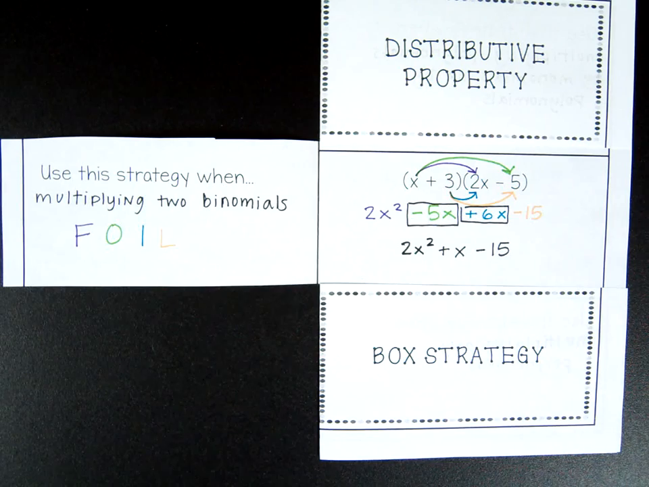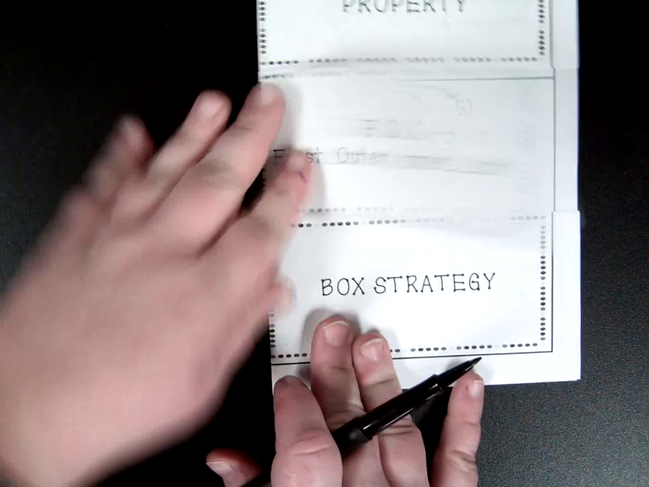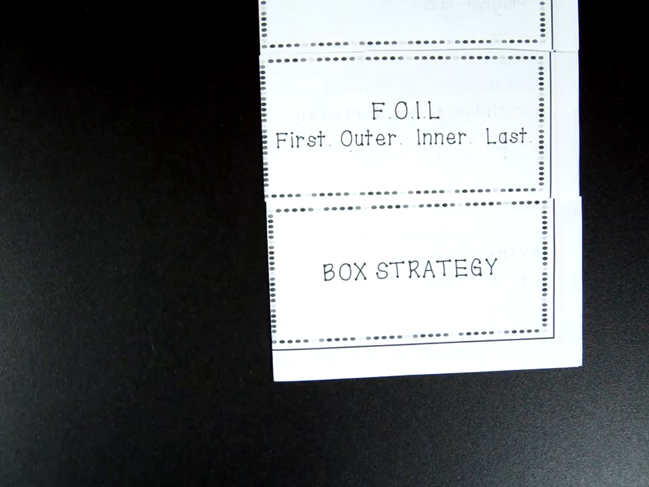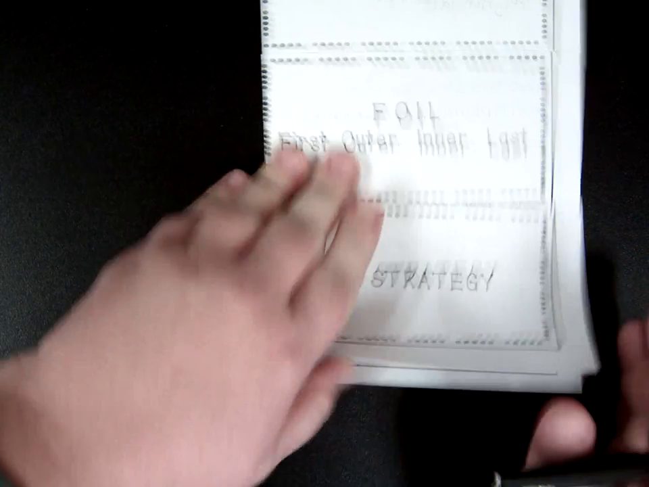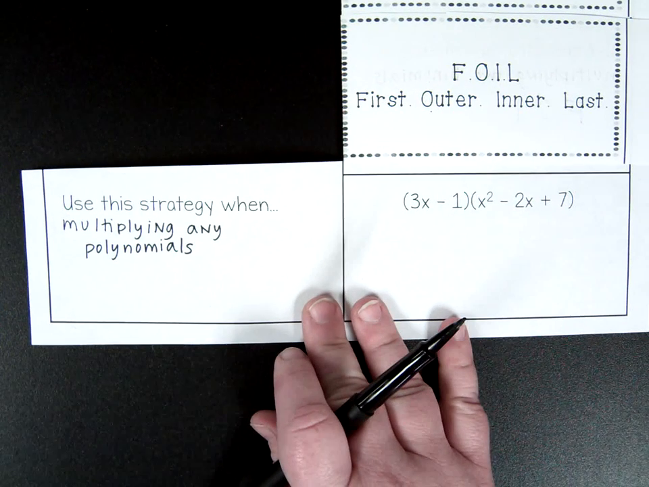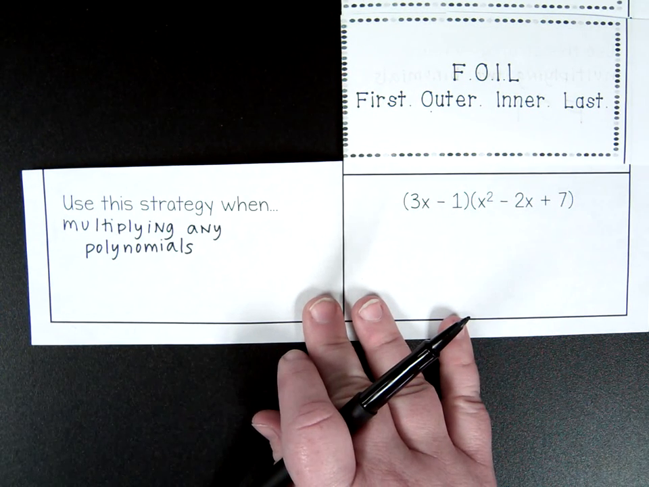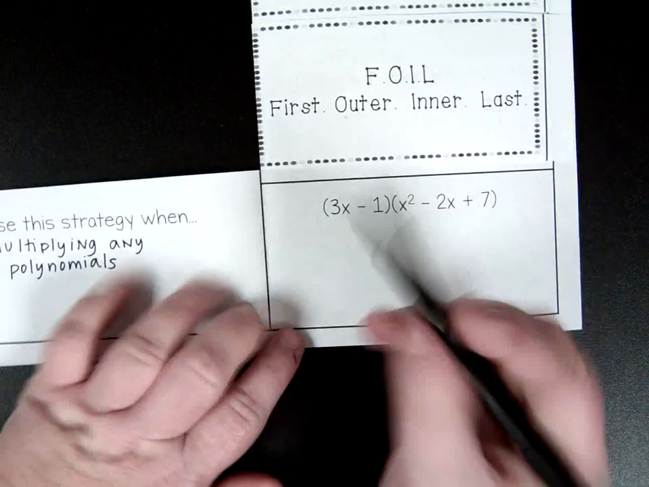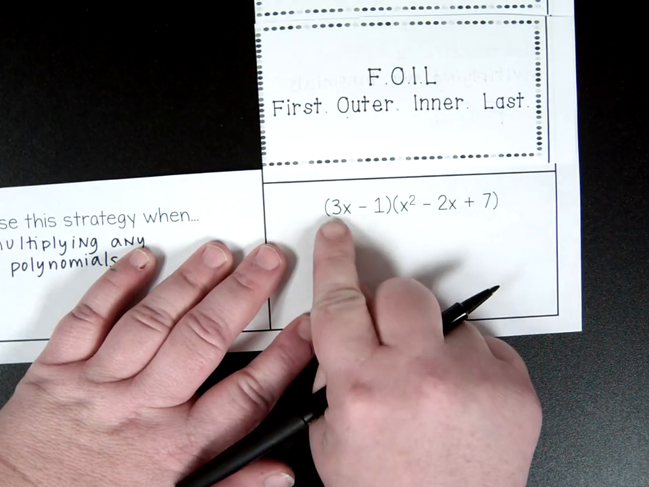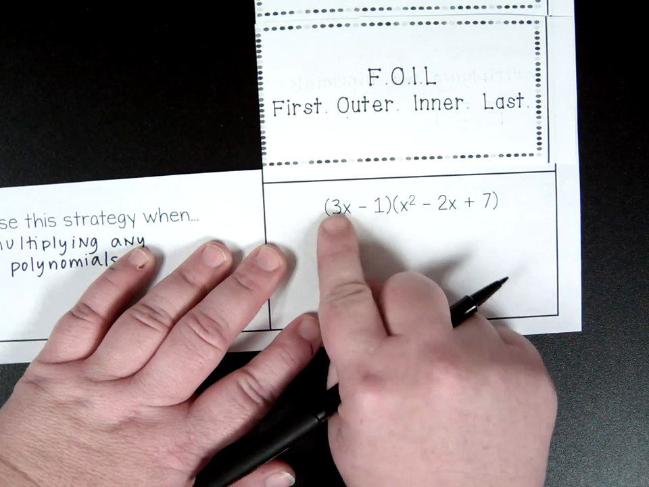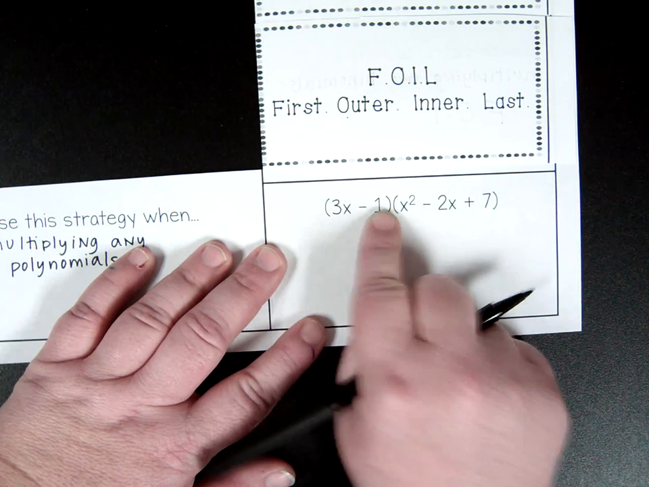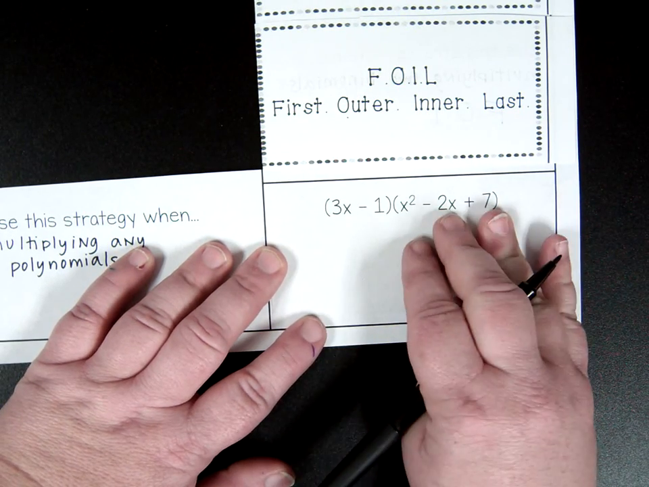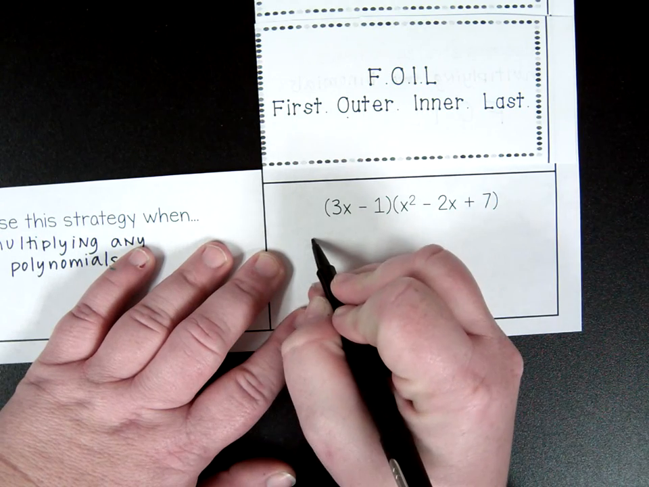All right, so the last way is the box strategy. The box strategy is still just doing the same thing, still just multiplying, but this strategy is best used when multiplying any polynomials. So anytime you multiply a polynomial by a polynomial, you can use this, but you have to be able to draw a box. So I notice I'm multiplying something with 2 terms by something with 3 terms. So when I draw my box, I need a 2 by 3 box.